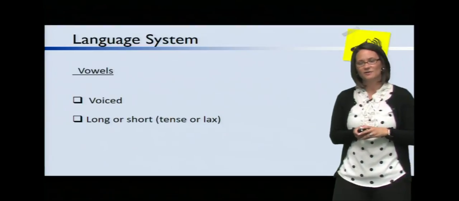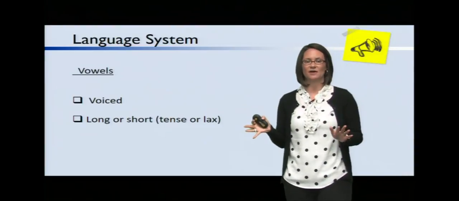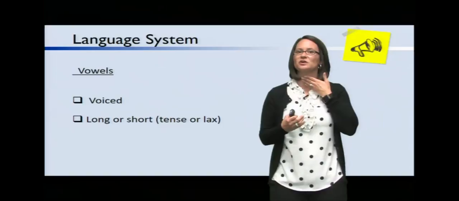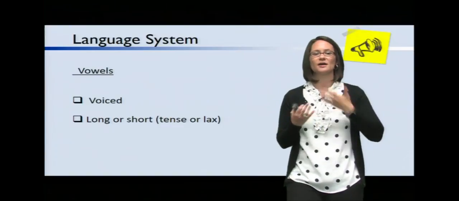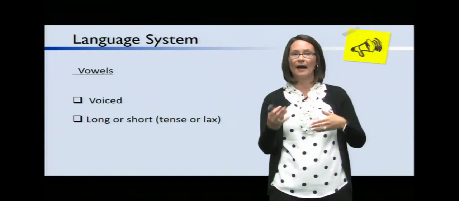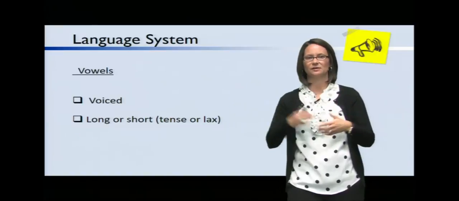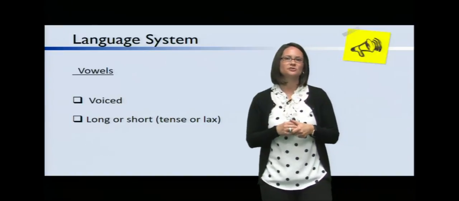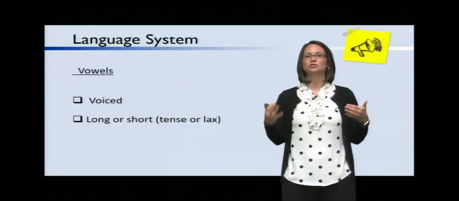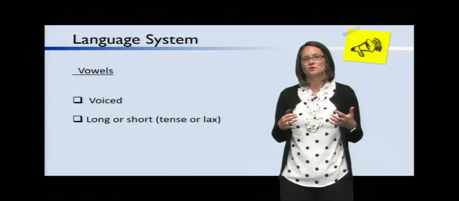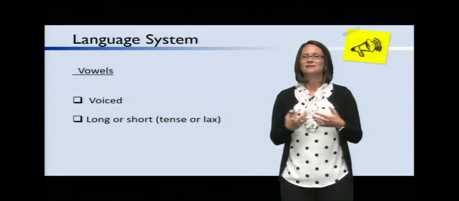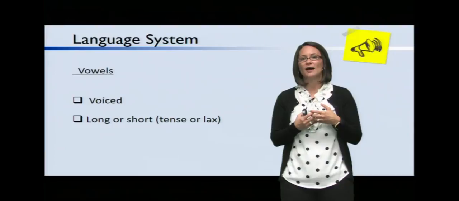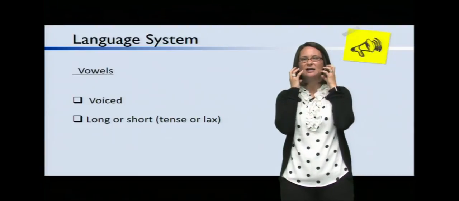Now let's talk about vowels. We talked about consonants, now let's take a look at vowels. All of your vowels are voiced. Your voice box will be turned on every time you say a, e, i, and so on down the line. Vowels are also categorized as long or short. In linguistic terms, we call that tense or lax. Tense is another word for a long vowel, and it's because our muscles are really tight and tense.